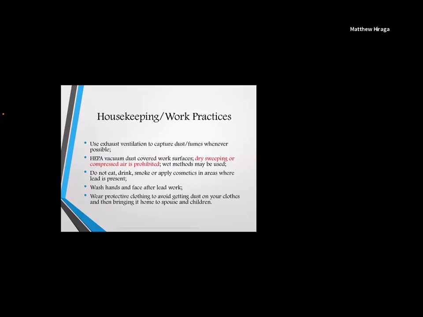Okay. Wash your hands and face after doing any lead work. You can use lead wipes. You could use a 5-gallon bucket with a clean rag and water, things like that. And then wear protective clothing to avoid getting dust on your clothes and then bringing it home to your spouse and children. Now, typically, as much as possible, you don't want to wear any cotton in a containment area. A best practice would be utilizing something like surf shorts and no t-shirt, no pants, things like that. Surf shorts work good, especially with that polyester kind of blend.